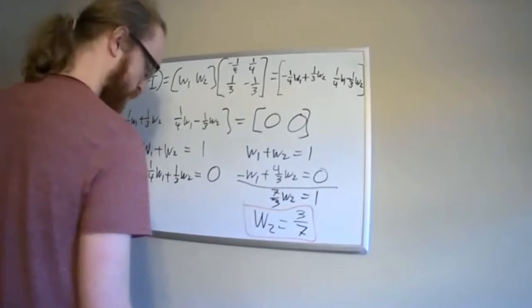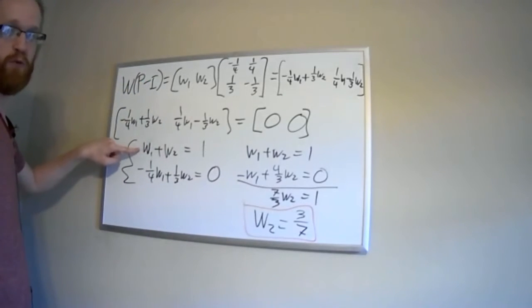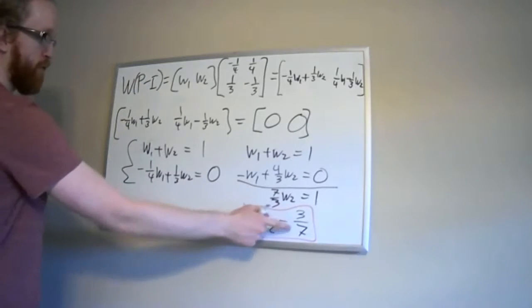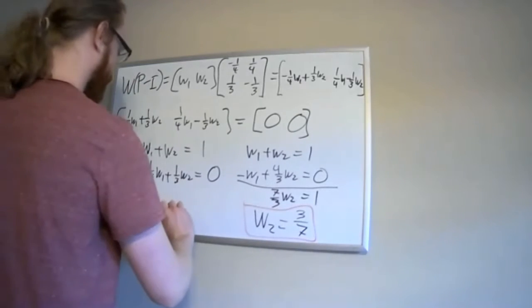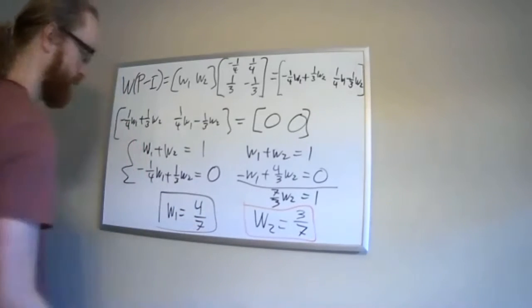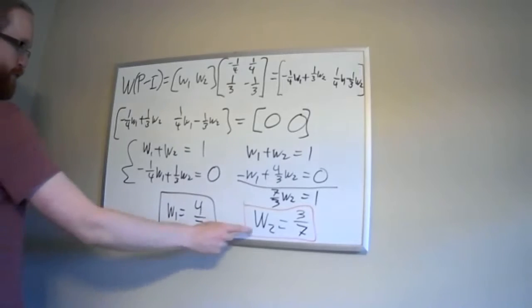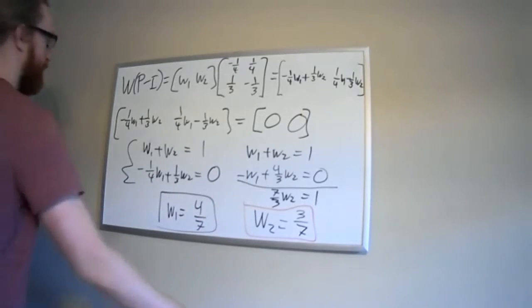So what's W1? Well, keep in mind, the two numbers have to add up to 1. So what's 1 minus 3/7? Well, that's 4/7. I highlighted them in different colors, but that's fine. So W1 is 4/7 and W2 is 3/7.